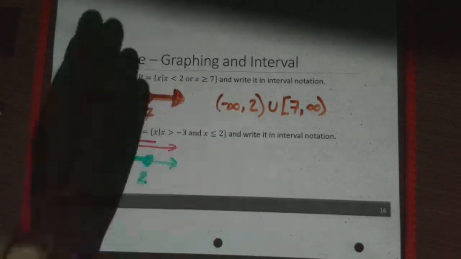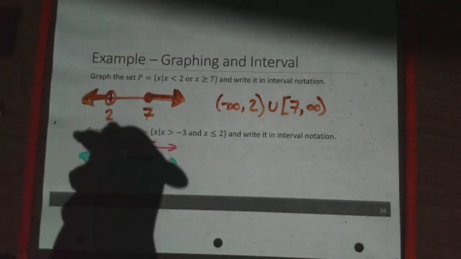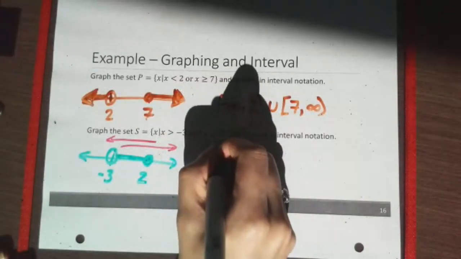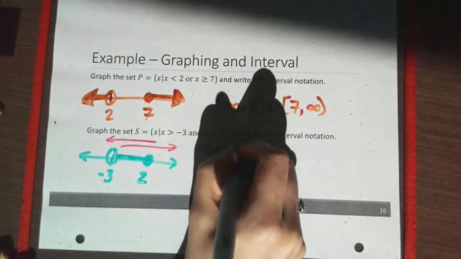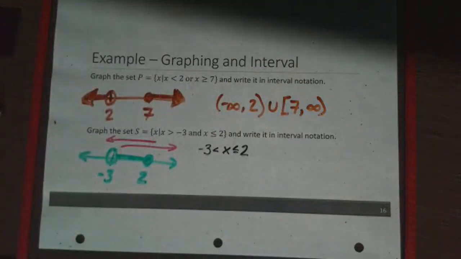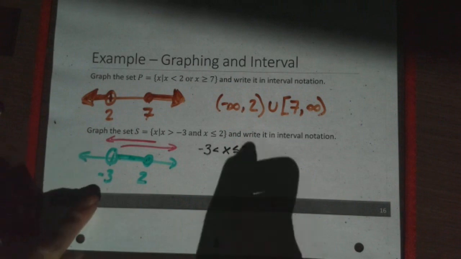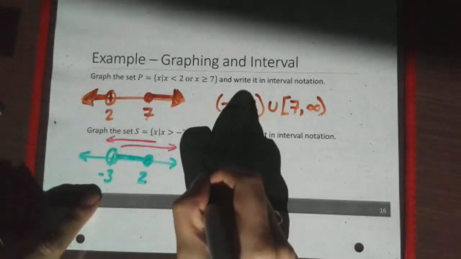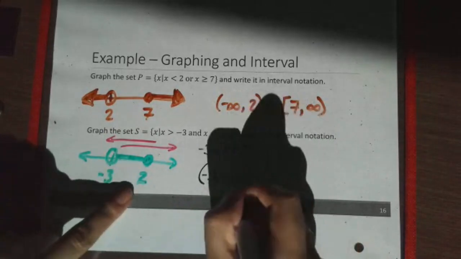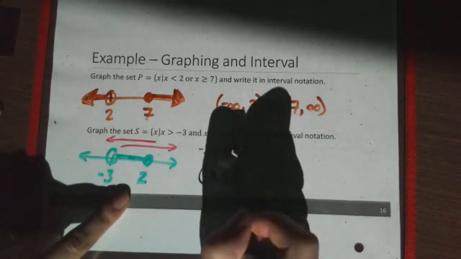It's a little weird because it's not written the way we would think. We would normally write this inequality as negative 3 is less than x is less than or equal to 2, but that way is completely okay too. And having it written like that is going to help us moving forward because it's going to make things a little bit easier. So to write this in interval notation, we have a left endpoint of negative 3 with parenthesis, a right endpoint of 2 with a square bracket.